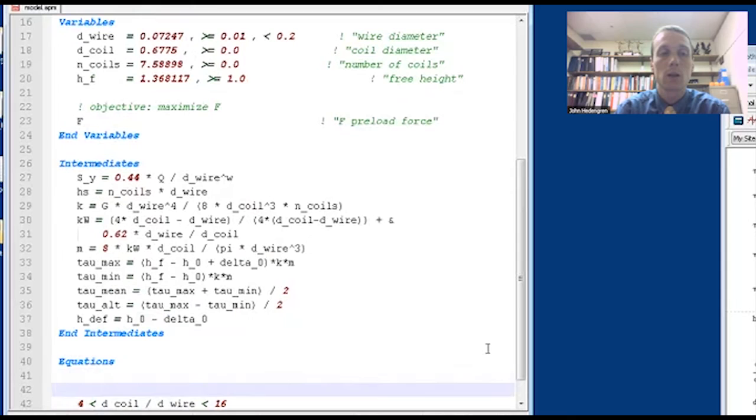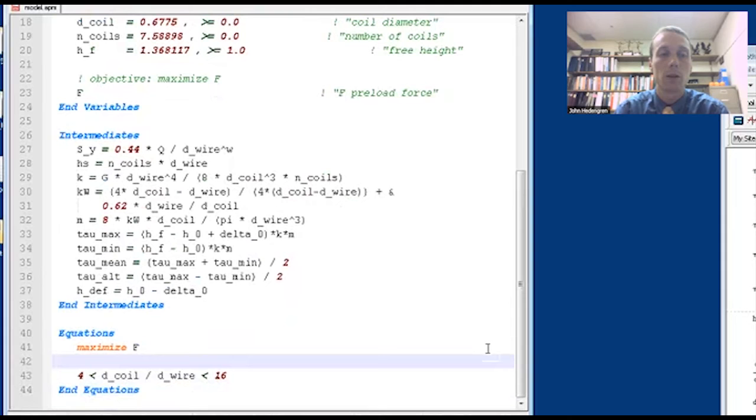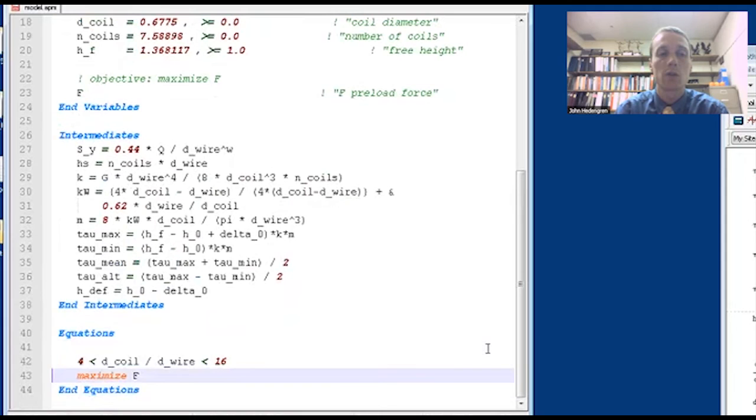Okay. I'm also going to put in my objective function, and this is I want to maximize. Actually, this is minimize. I'm going to maximize that. Maximize the preload force that I have for my spring. Okay, and I can put this anywhere I want. Just for the sake of it, I always like to put my objective function at the top.